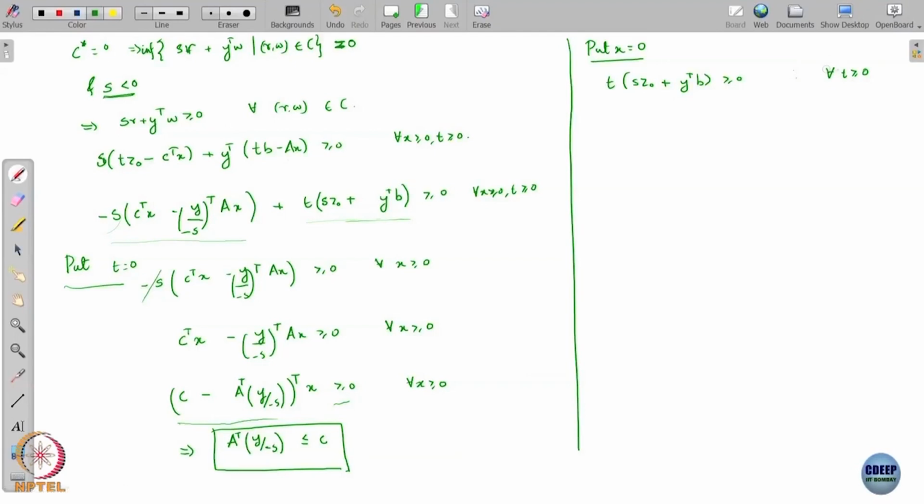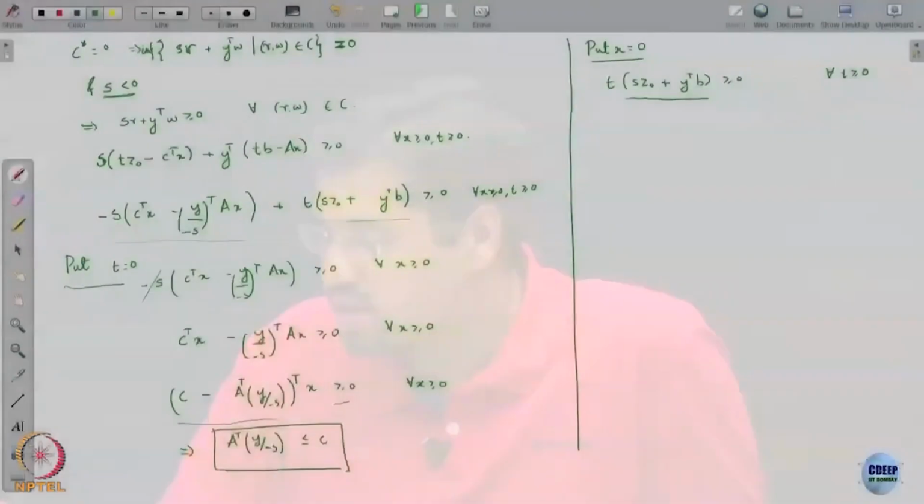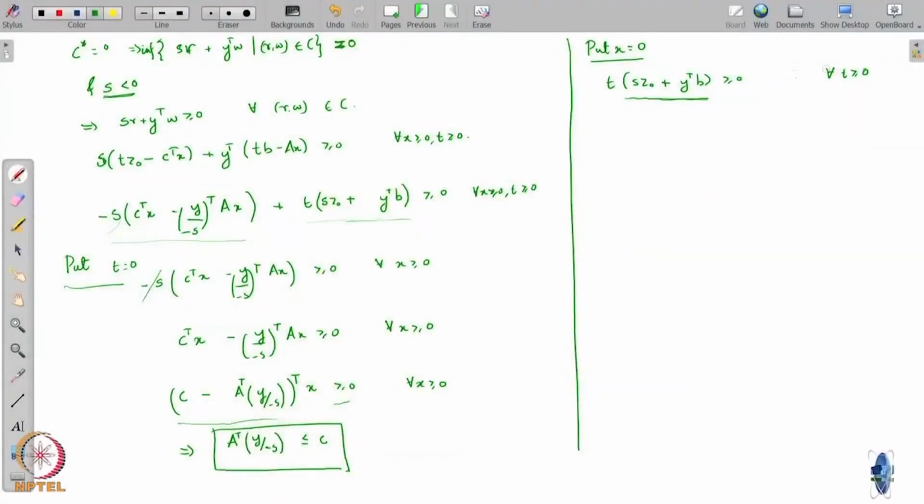Now, in fact, we can do a quick analysis here also. Since this has to be true for every t greater than or equal to 0, what does this mean? This has to be true for, say, t equal to 100. So, what does this mean? It means that the term in the bracket must also be non-negative, which means s z 0 plus y transpose b is also greater than or equal to 0.